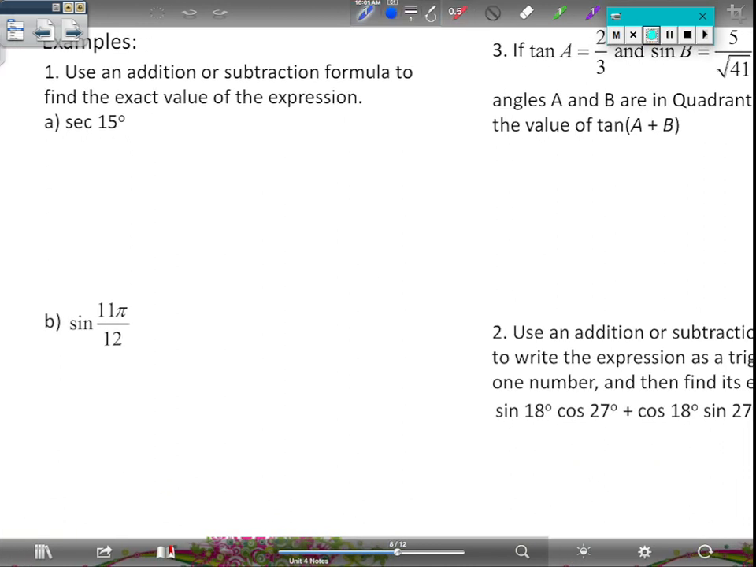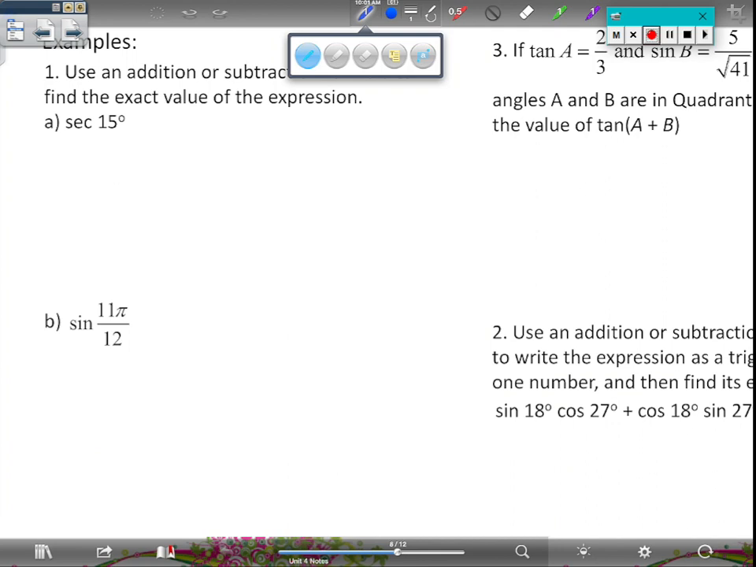So let's look at our first example. What they're asking us to do is to use an addition or subtraction formula to find the exact value of the expression. Okay. So we're in degrees. That usually is a bit easier for us. I have one example of each.